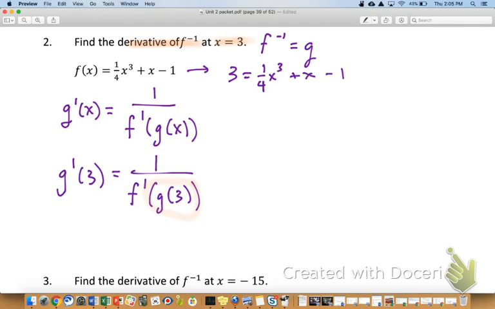Plug 3 into what equation? f of x. Well, if I plug a 3 into the x's up there, that would be f of 3. Okay. And I don't want f of 3, I want g of 3. No, input for g. Oh.